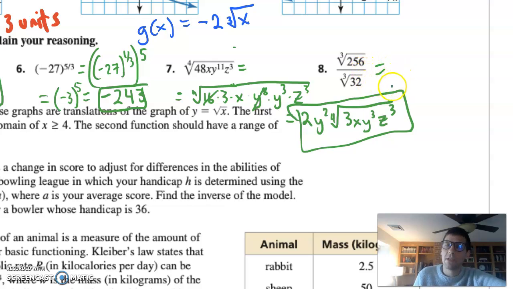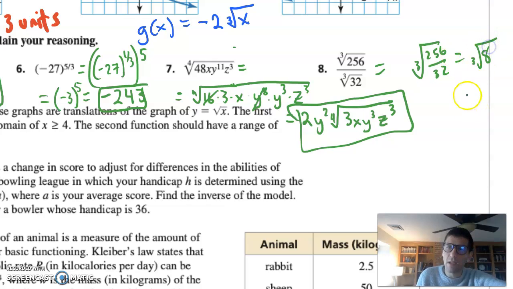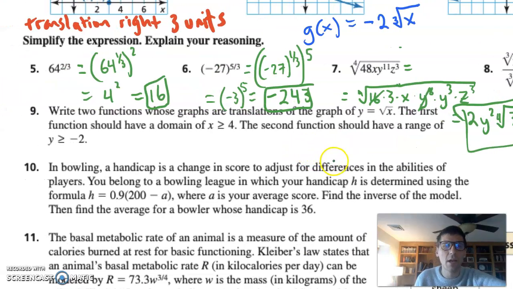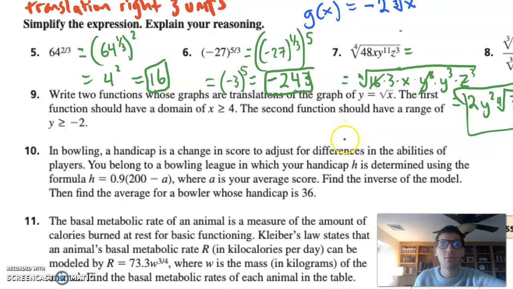Okay, 256 over 32. Well, actually, I believe I could rewrite this as the cube root of the quotient, which is just the cube root of 8, and the cube root of 8 is indeed 2. Okay, now we're cruising. Write two functions whose graphs are translations of the graph of y equals root x.